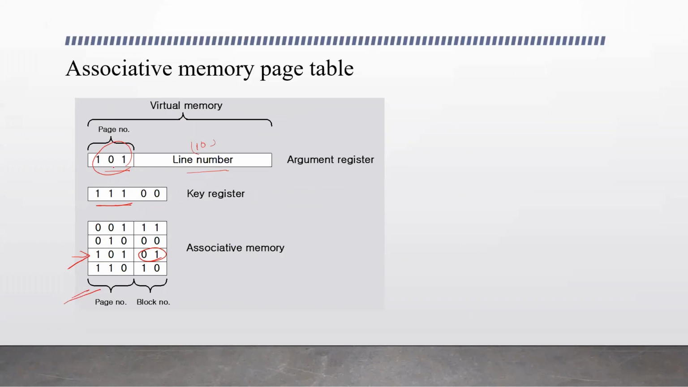When the virtual address is placed, it is compared with the page numbers. The page number given in the virtual address is compared with the content of this associative memory using the key register. When the key register bits are 1, those bits are selected as the key and compared with the content of associative memory. When a match is found, the corresponding entry, that is the block number, is identified and taken into the buffer register. This block number is 01, and the line number is what is given in the virtual address. The combination of these two is used as the physical address to refer to the corresponding word in main memory, and it is transferred to the CPU.